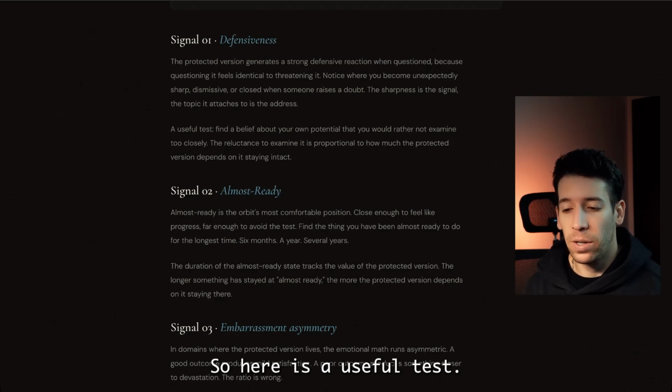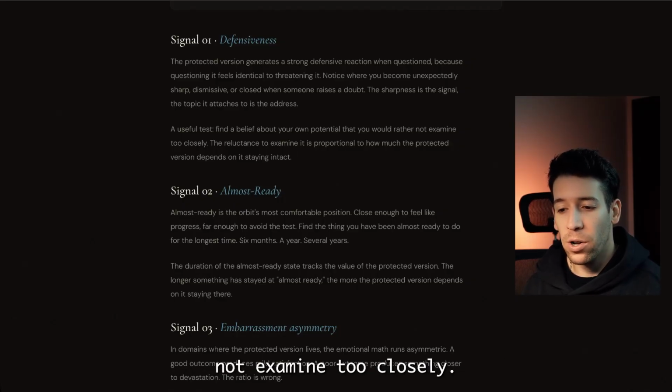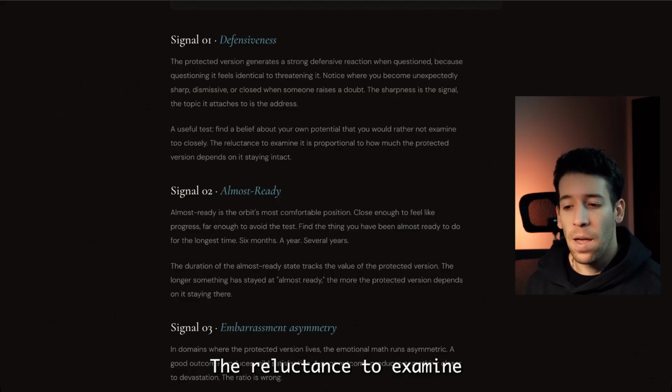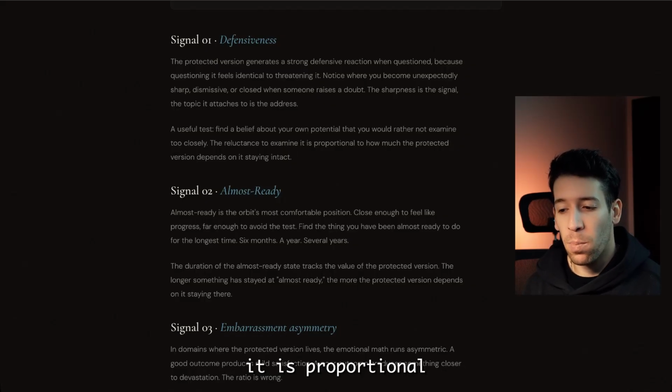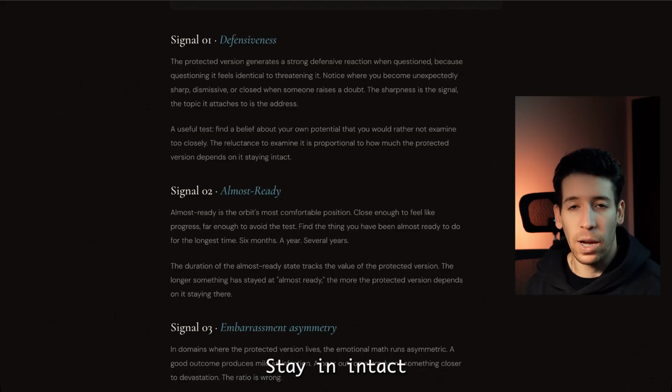So here is a useful test. Find a belief about your own potential that you would rather not examine too closely. The reluctance to examine it is proportional to how much the protected version depends on it staying intact.